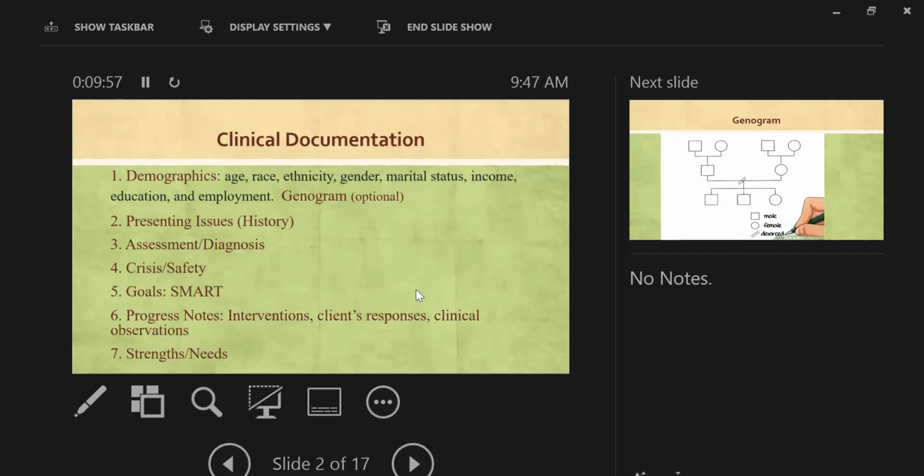So that's the fourth. The fifth is SMART goal, and we'll review that later. So then we have our goals, and then we have our progress notes. That's part of the documentation. That's where you write stuff about your intervention. So in the progress note, a couple things to include. One is your intervention, client's responses to your intervention, and clinical observation, not interpretations, but clinical observation.